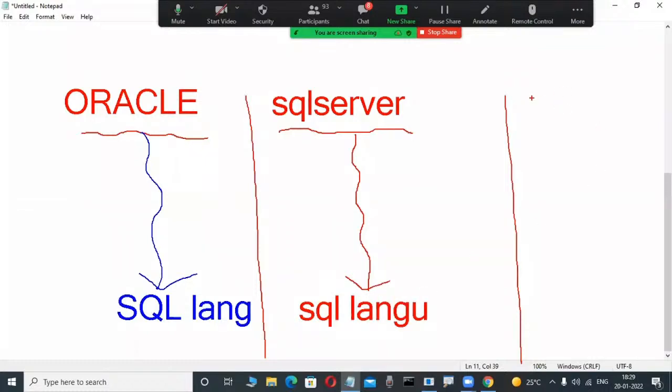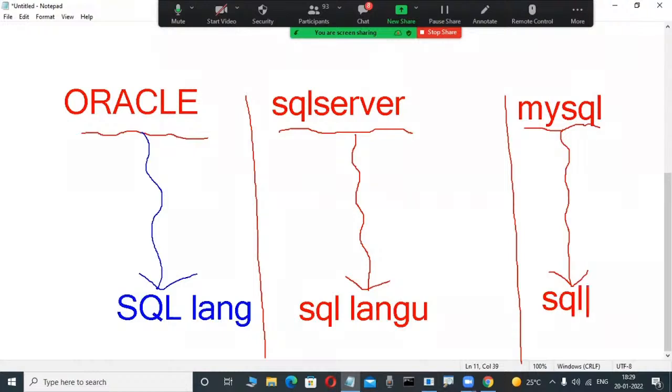Again, MySQL is used by many people in my company. MySQL is a relational database product, and it is open source. Some employees work on the MySQL product. They operate the MySQL database using SQL as a language. So SQL is a universal language.